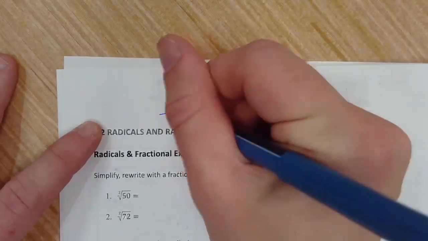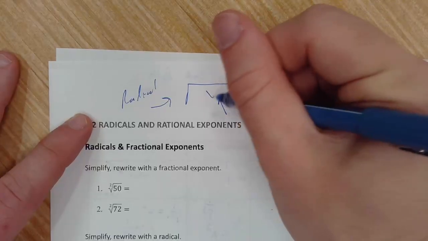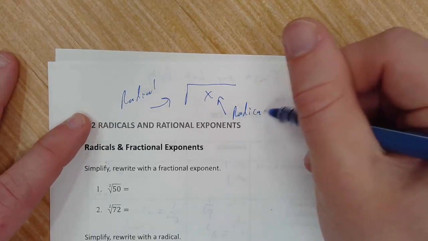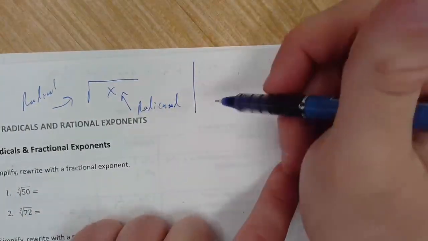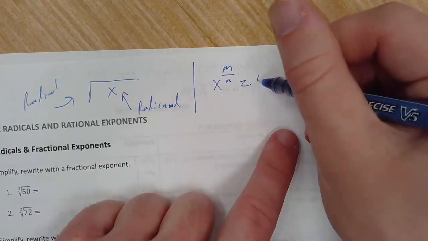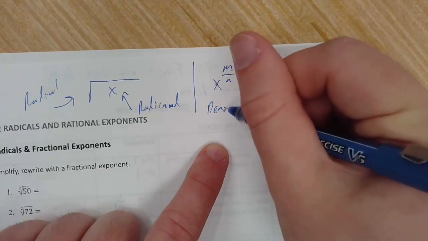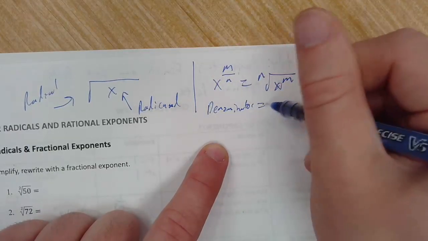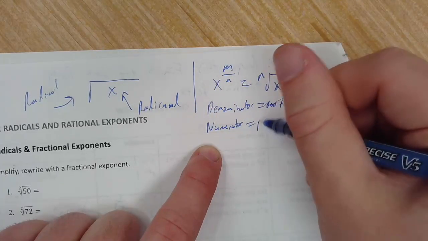All right, 6.2 is all about radicals and fractional exponents. Remember that this is a radical, right? This is the radical symbol. And whatever is on the inside here, that's the radicand. You don't necessarily need to know that from vocabulary, but it's helpful. And remember that x to the m over n equals the n root of x to the m. So again, the denominator is the root, and the numerator is the power.